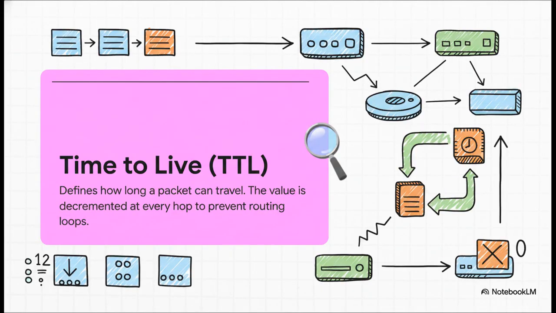What if a packet gets lost? What if it gets stuck in some kind of loop, just bouncing between 2 routers forever?